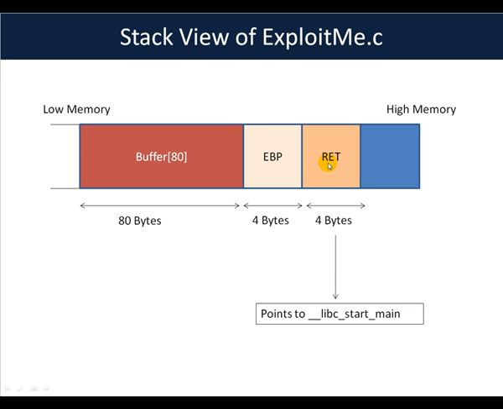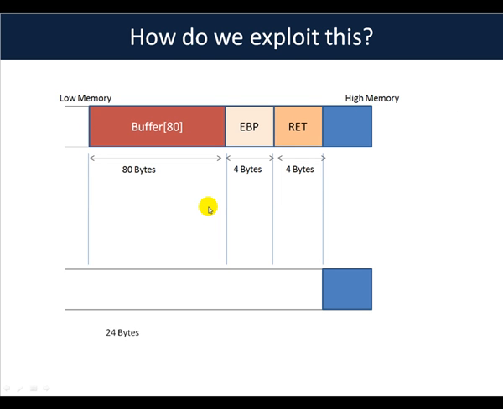Now if you remember, as we've seen in previous videos, the return value from main points to __libc_start_main, right? So this is how the stack view looks like. Now, how do we exploit this program? So let's understand this a bit better. What we have to do is somehow after the program returns from main and pops this return value into EIP, we need to be able to take control of this return value and then execute our own code, which probably creates a shell, right? So how do we do that?